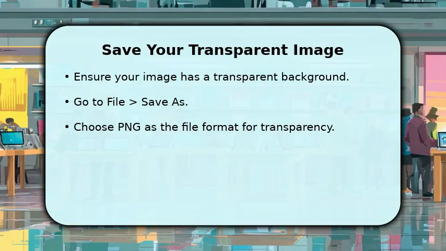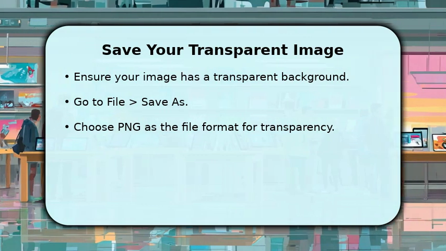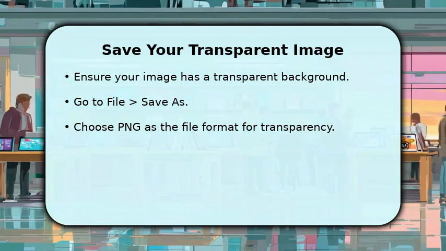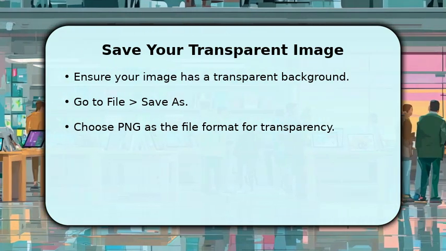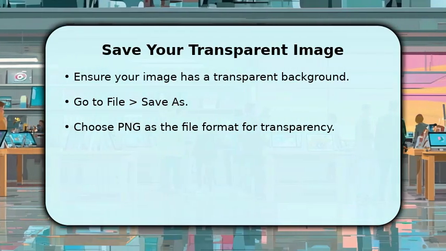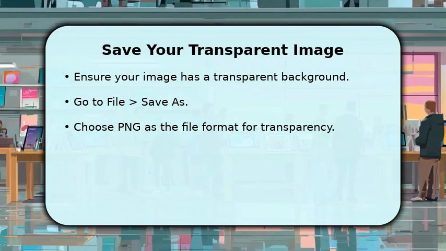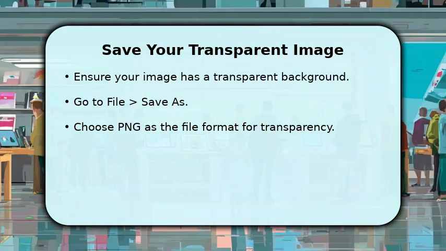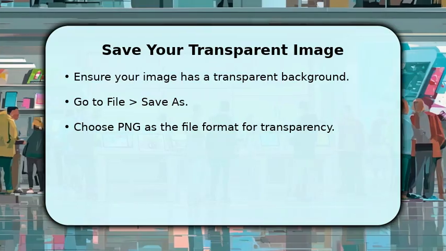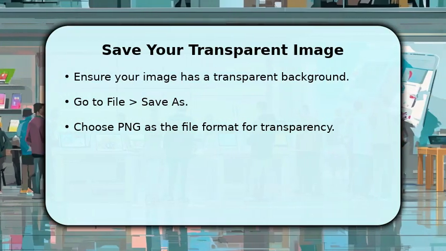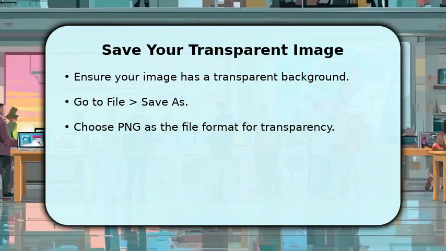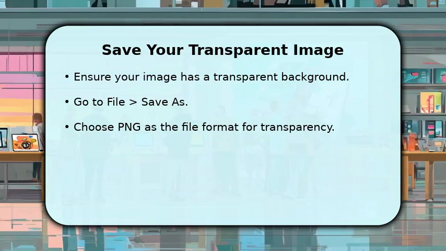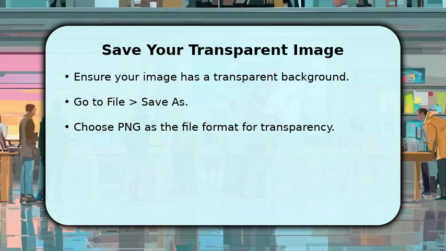Once you're satisfied with your background removal, it's time to save your work. Make sure the checkerboard pattern, indicating transparency, is visible behind your subject. Navigate to File, then select Save As. To preserve the transparency, it's crucial to choose PNG as your file format from the drop-down menu. Give your file a descriptive name, select your preferred saving location, and then click Save to finalize your transparent image.